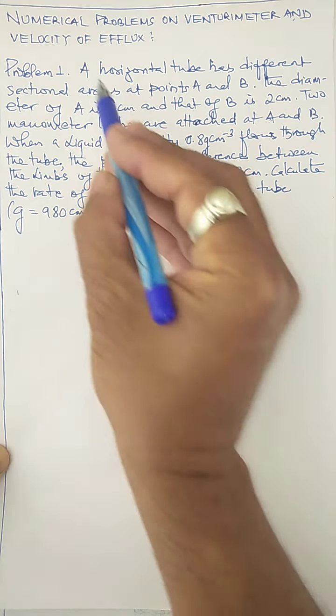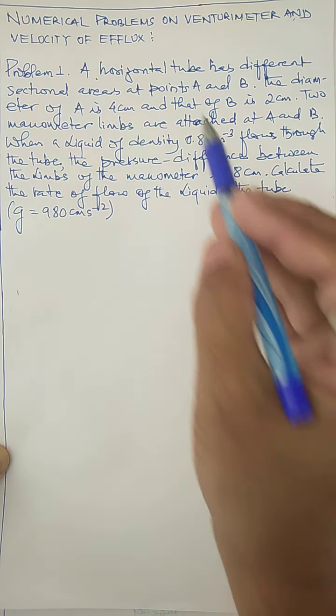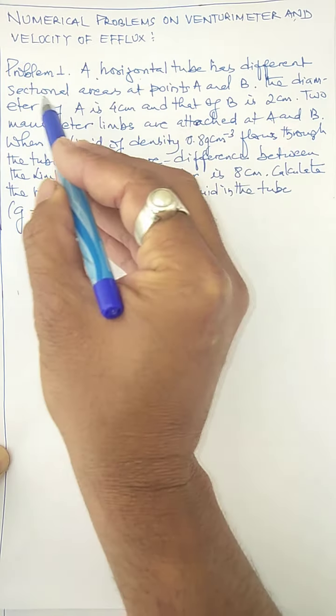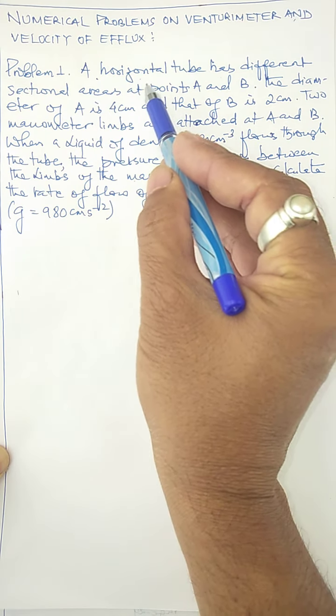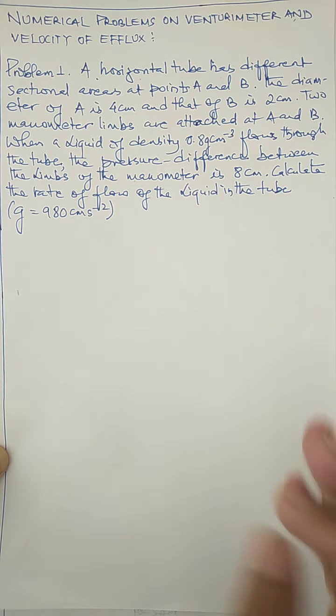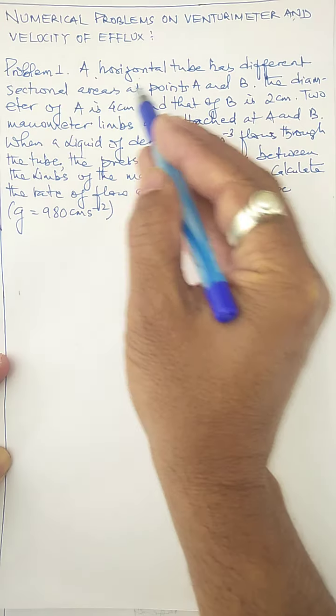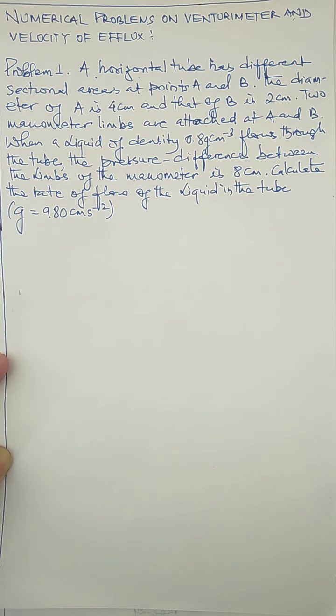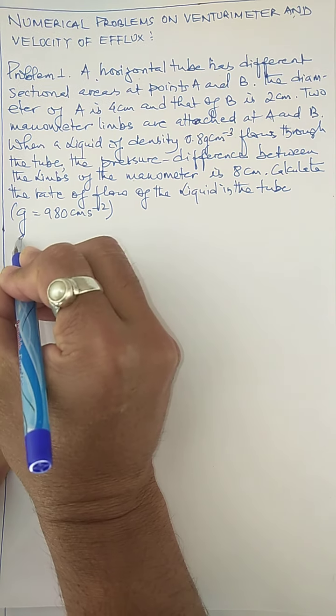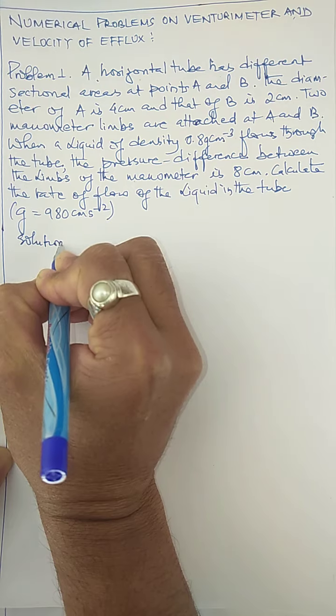Now the problem says that a horizontal tube. So what tube is there? A horizontal tube has different sectional area, basically a cross section area, at points A and B. So in a horizontal tube there are 2 points, one is point A, another is point B. Now these points A and B have different cross section areas. And you know every horizontal tube of different cross section area is usually equal to the area of a circle. So basically the tube will be usually cylindrical in shape, having a cross section area equal to the area of a circle. So let me solve this problem, writing the solution.